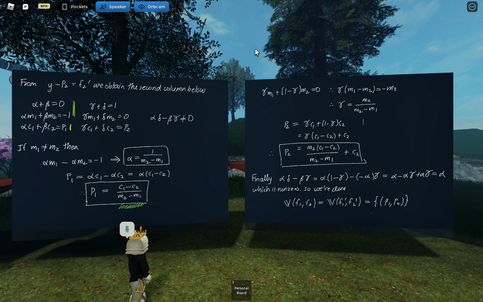Okay, so the final point I want to make is that note our answer P1, P2 is written in terms of the parameters M1, M2, C1, C2.